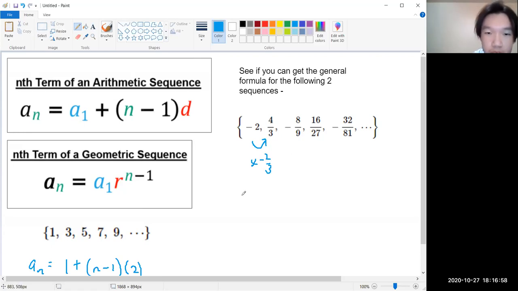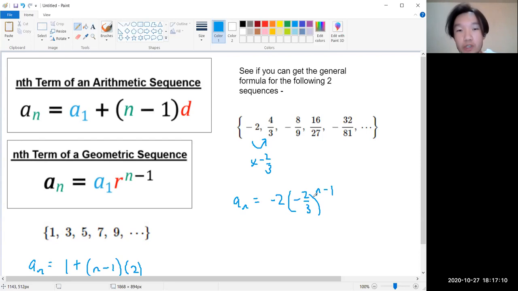So if you wanted to write the general term, a of n is equal to the first term times the common ratio to the n minus 1 power, okay? So this is your general formula. Any questions so far? Refresher of high school material.